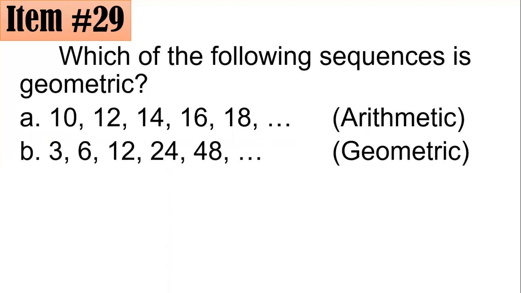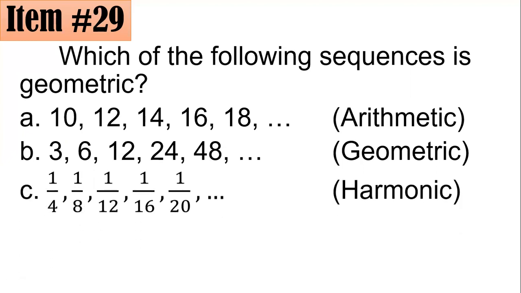How about letter B? When we say geometric sequence, if in an arithmetic sequence you are adding a constant term, in a geometric sequence you are multiplying with a non-zero constant term. You could see here, 3 times 2, 6 times 2, 12 times 2, 24 times 2, 48, and so on. So B is geometric.